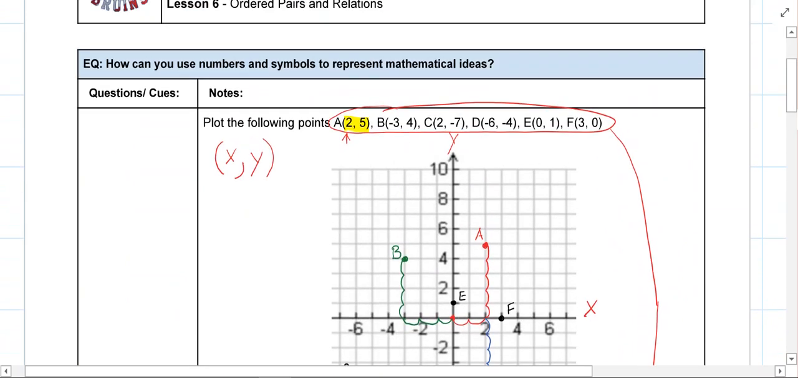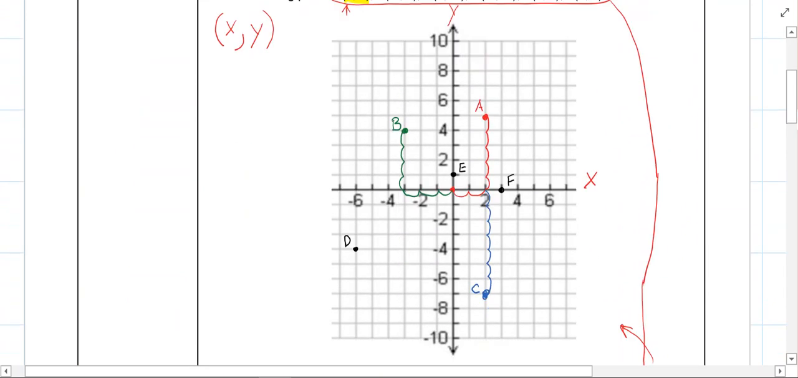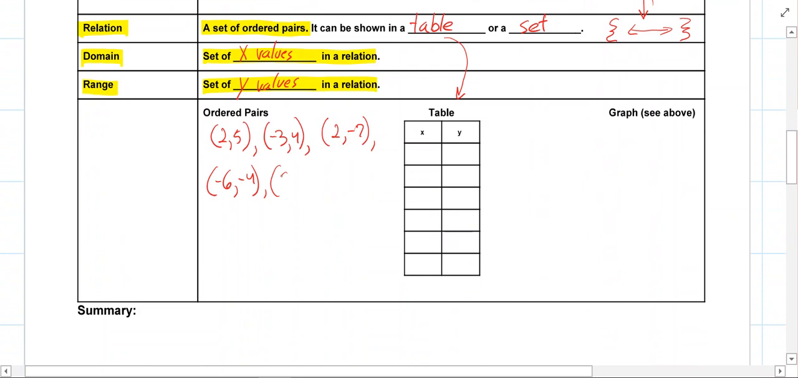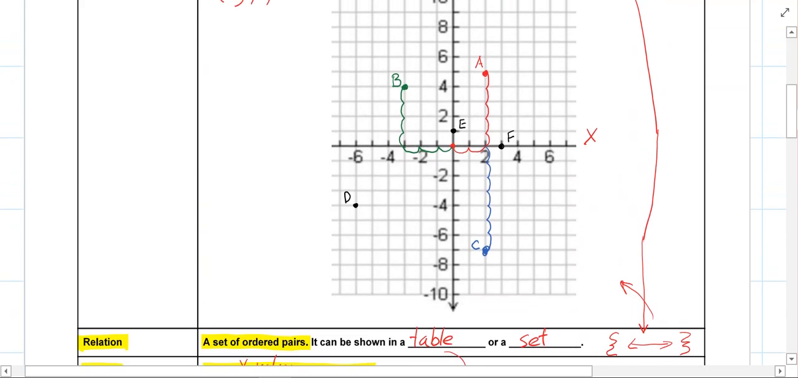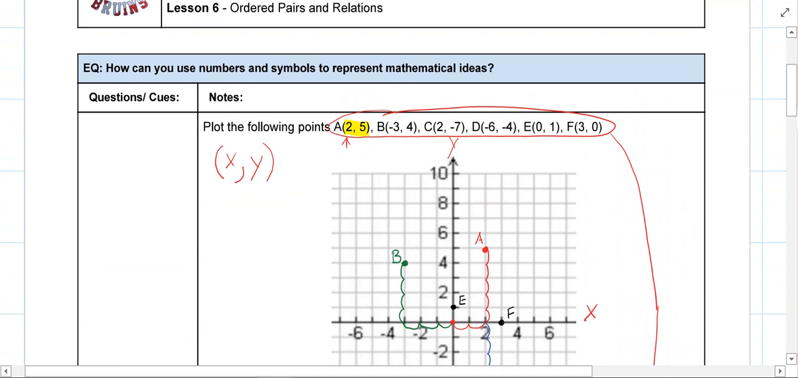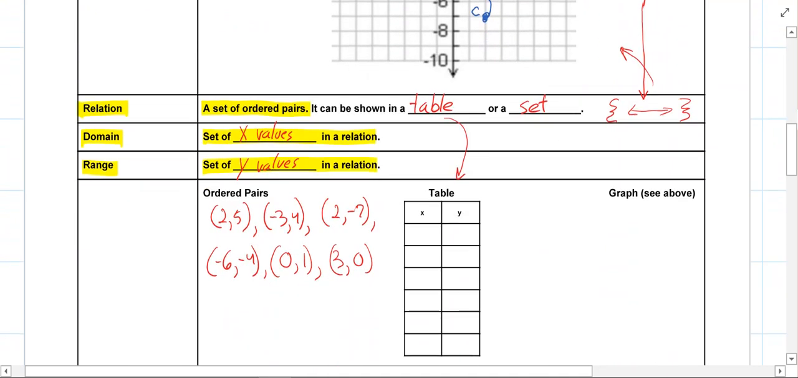And then down to the next one, 0, 1, and 3, 0. Just want to make sure I have them all right. Okay, I do. So get those down on your notes. Those are called the ordered pairs. I don't have the names of each of those points down here. I just have the ordered pairs.